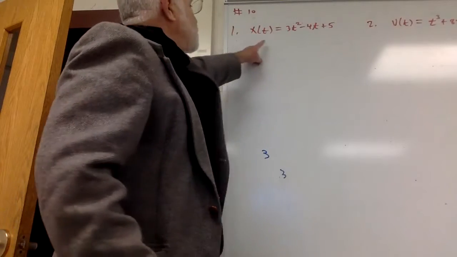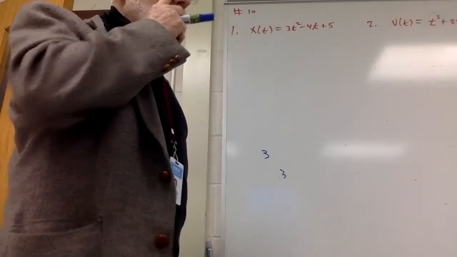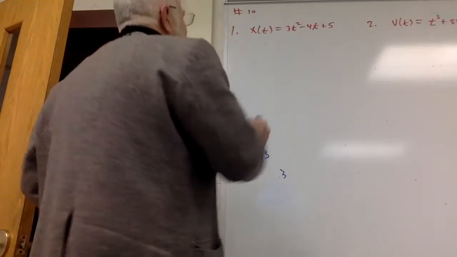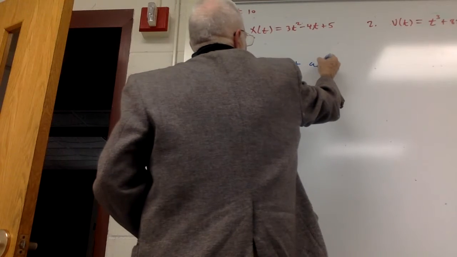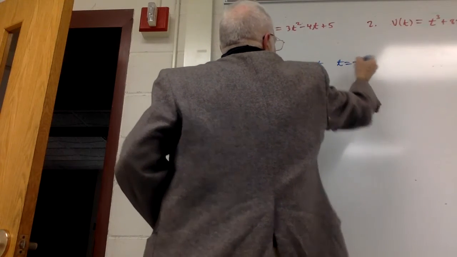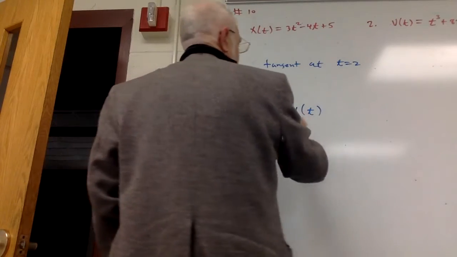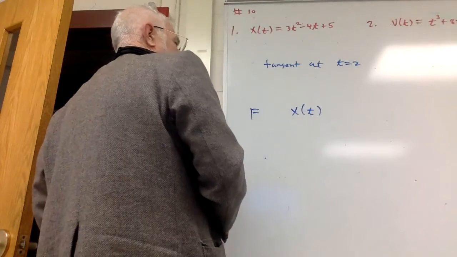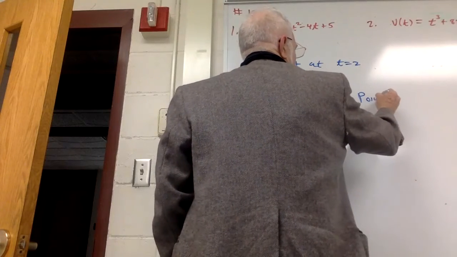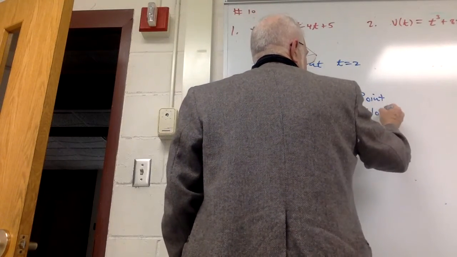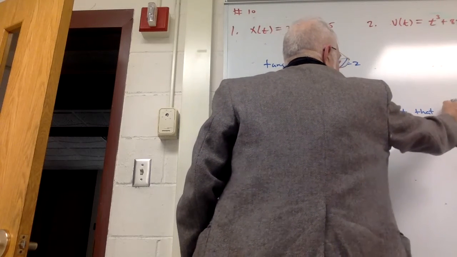All right. x of t equals 3t squared minus 4t plus 5. And we want to write the equation of the line tangent to this function at t equals 2. Now x of t, we've talked about, is a position function. You can think of it as big F. What do you need to write the equation of a tangent line? You need a point and a slope at that point, at that t value.